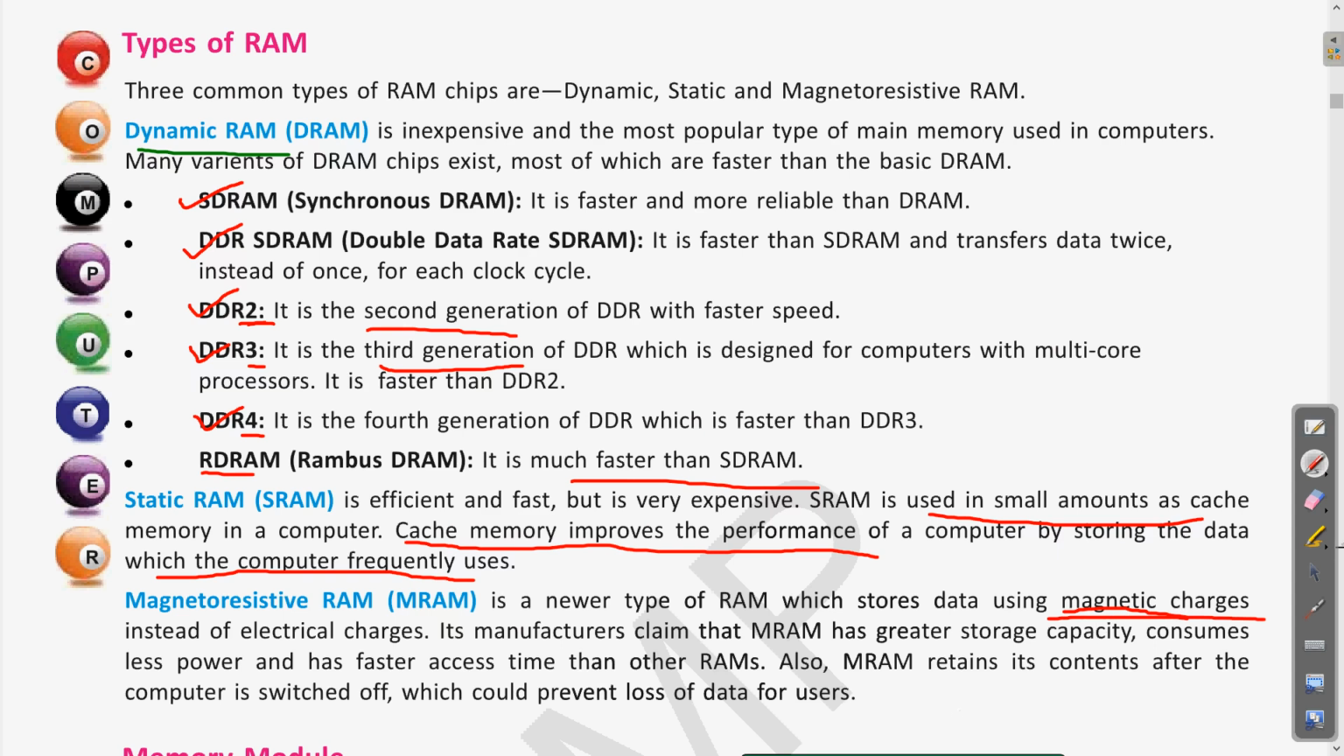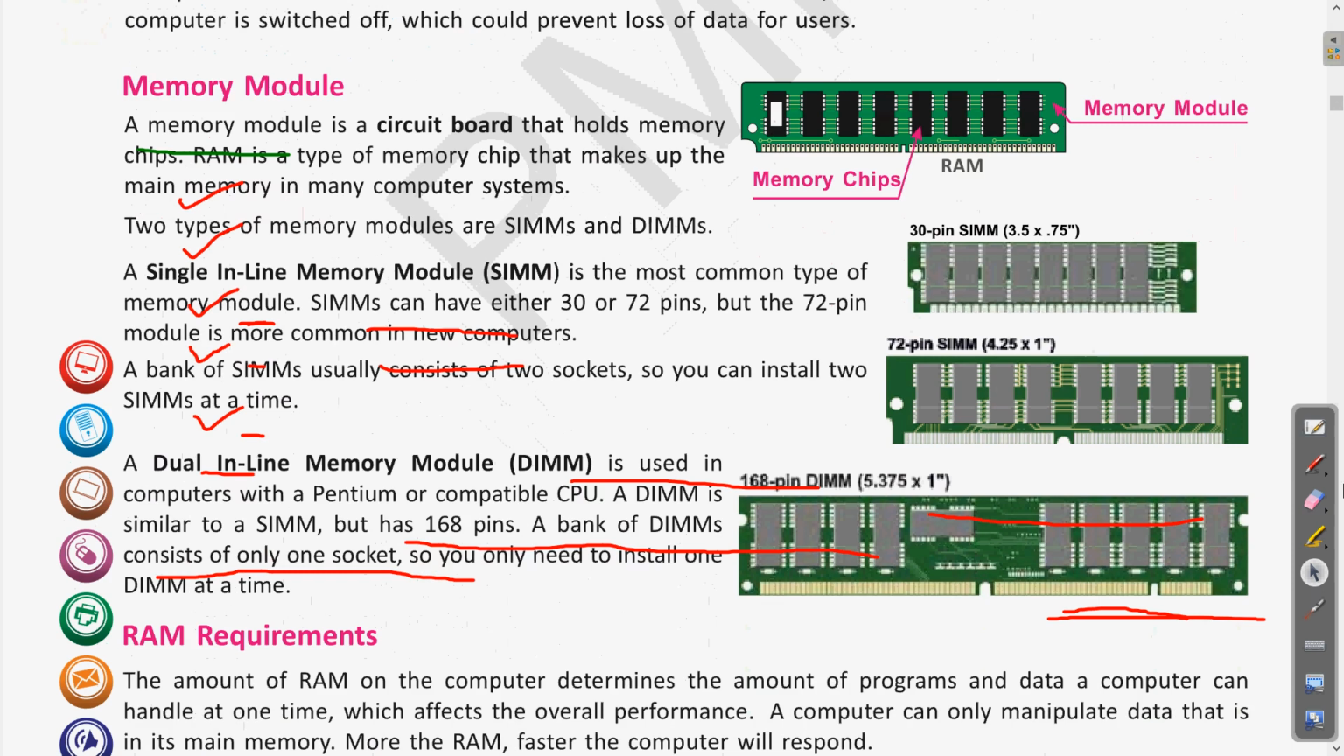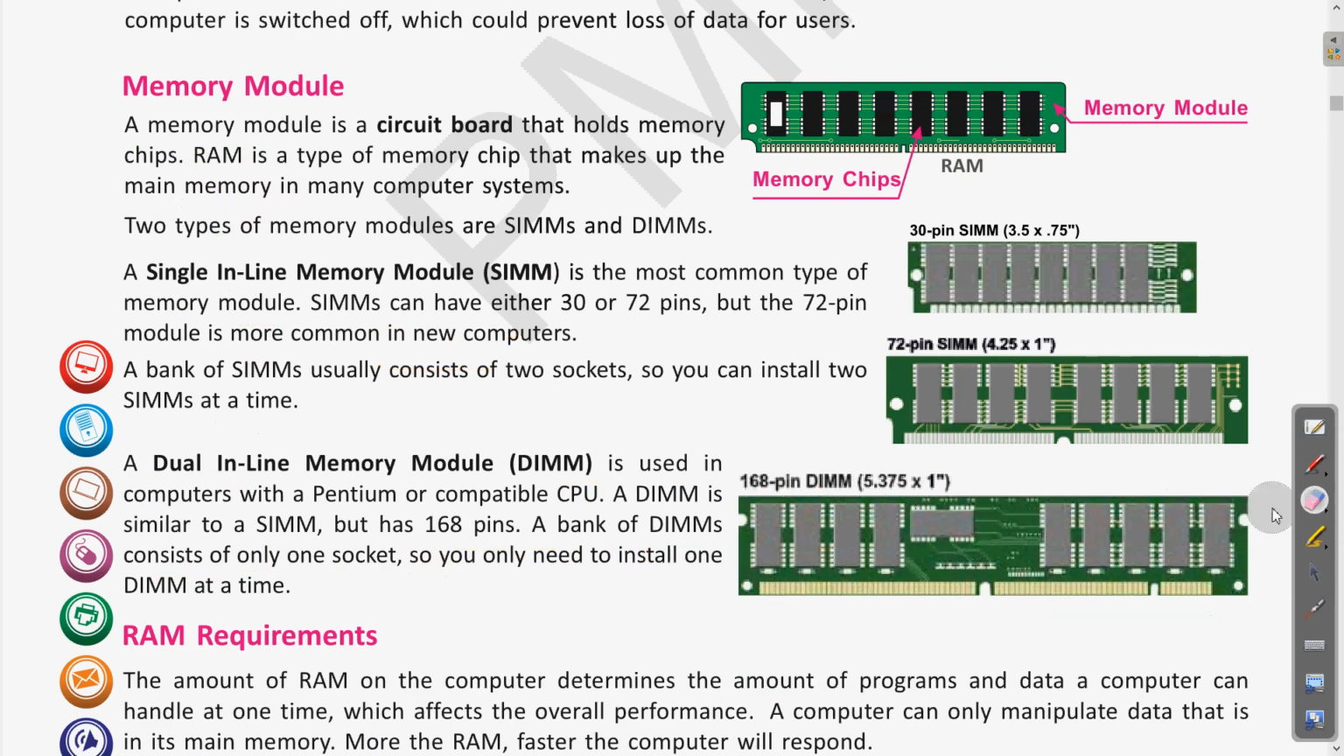Okay. After that, we have seen the memory module. Let us erase this first. In the memory module, we have seen that a memory module is actually the circuit board which holds the different memory chips. Clear? And also we have seen that there are two types of memory module. One is SIMM and another is DIMM. SIMM is single inline memory module and dual inline memory module is DIMM.